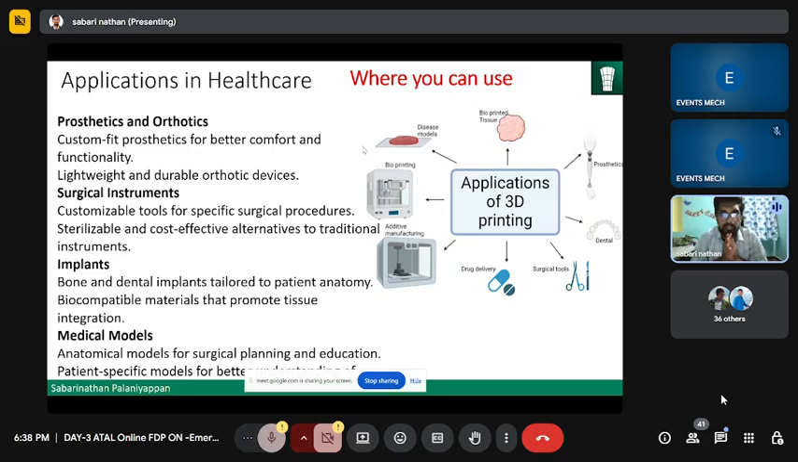Then surgical instruments. Nowadays they use a single surgical instrument for each surgery, and they discard it after the surgery. Based on the complexity of the surgery, the surgical instruments are also developed using 3D printing technology. Then prosthetics and orthotics. Then medical models, which are mostly used for surgical planning as well as education for medical students. So these are the applications in healthcare. I will discuss those things elaborately in the coming slides.